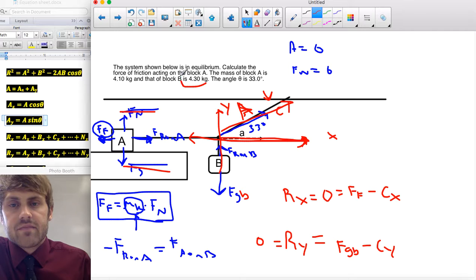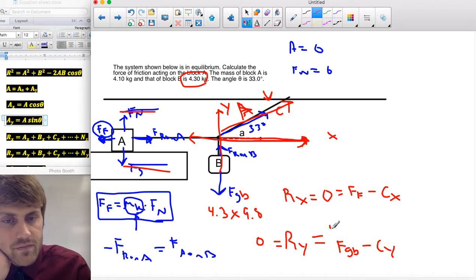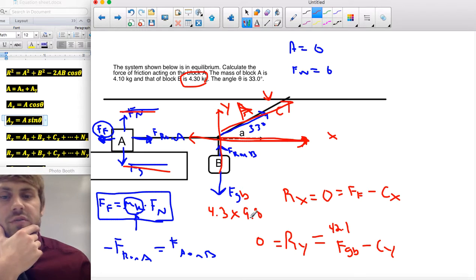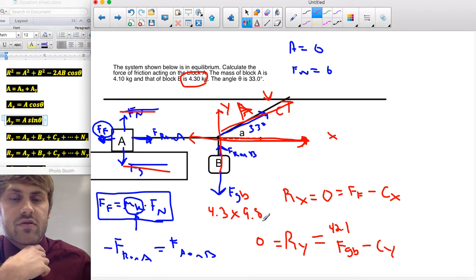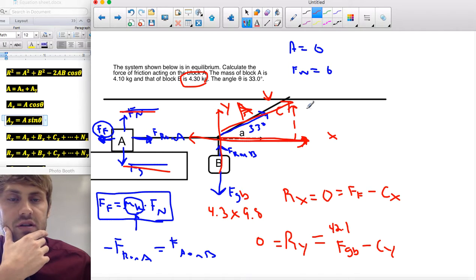So we're going to do a little arithmetic to figure it out. I am given a mass on my block B, so I can take 4.3 and multiply it by 9.8. 4.3 times 9.8 gives me 42.1. And 42.1 has to be equal to this vector right here, which would be my C of y.